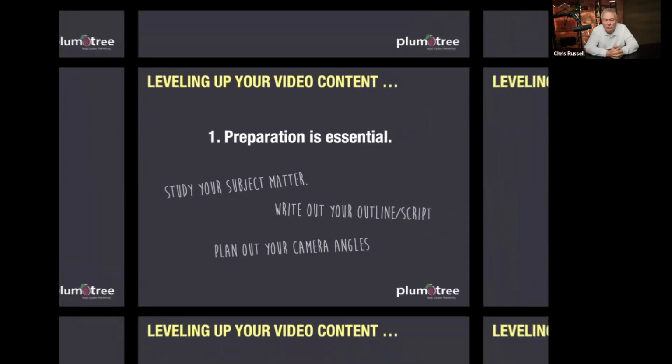If you're going to shoot a video of a house, maybe you're going to do a walkthrough. Plan out your camera angles. You're going to come into this room. You're going to go into this room. There's a mirror on that wall. I'm going to avoid that wall. So make sure you're careful and very intentional about your video content. So preparation is essential.